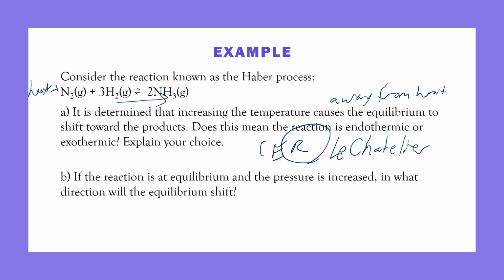Now in part B, if the reaction is at equilibrium and the pressure is increased, in what direction will the equilibrium shift? Well, my reactants have 4 moles of gas, and my products have just 2 moles of gas. If the pressure is increased, I need to go to the side with fewer moles, so it will shift towards the products.